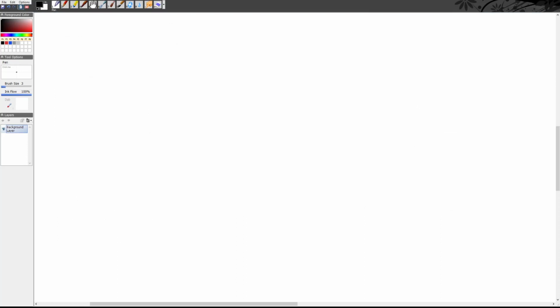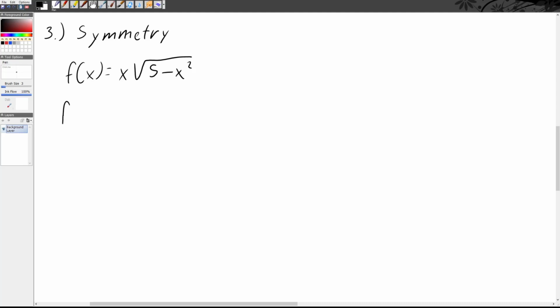Moving on, we want to determine symmetry, if there is any. For symmetry, we want to consider f of x is equal to x times the square root of 5 minus x squared. And we also want to consider what happens when we put in a negative x instead of just x.